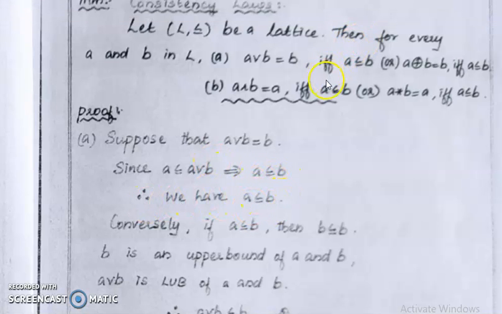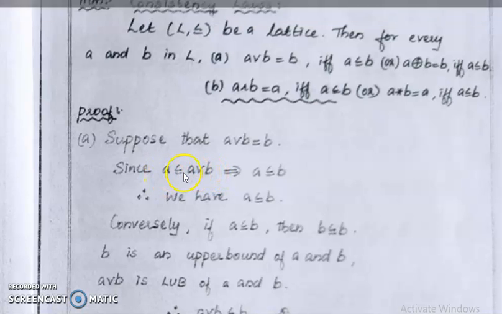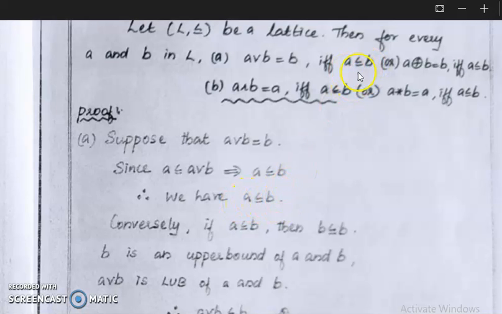That is the first case. We have proved it. a is less than or equal to a ∨ b by definition. That means a ≤ a ∨ b, and a ∨ b is equal to b, so I have taken a ≤ b. And therefore, we have a ≤ b. That is the proof here.